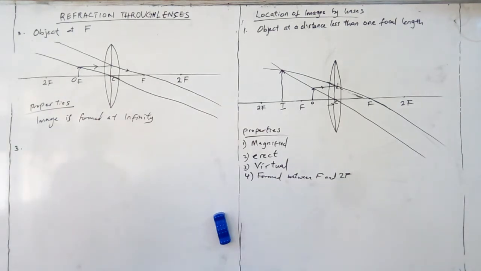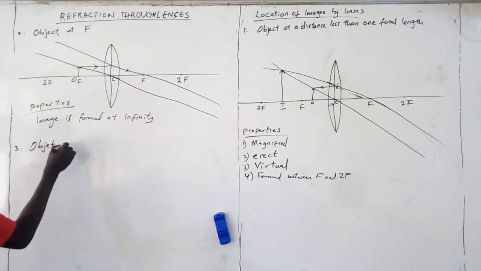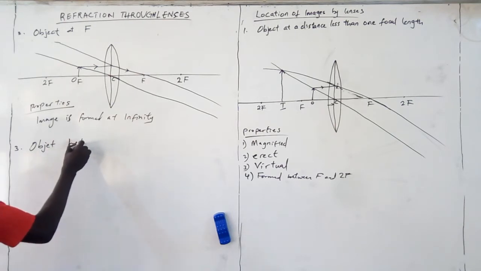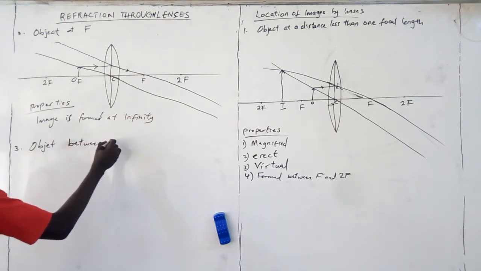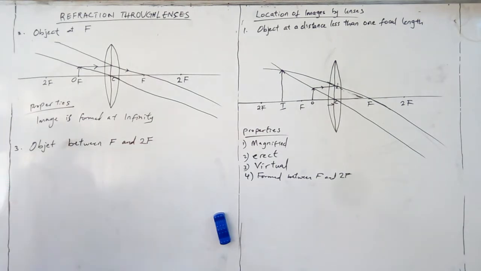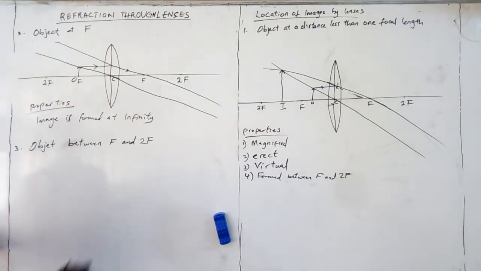So number 3, let's look at object between F and 2F. So now I want to look at an object that is placed in between F and 2F. That is, a distance greater than F but less than 2F.